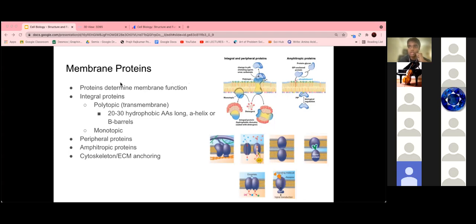Integral proteins can be dissociated from the membrane via a detergent, which has nonpolar and polar regions, which binds to the hydrophobic region of the protein and solubilizes it. Right here, you can see a representation of detergent binding to the monotopic or polytopic integral protein, and then removing it from the membrane, bringing it into solution. This is a technique often used by researchers to dissociate proteins from the membrane, and then they can analyze those dissociated proteins.